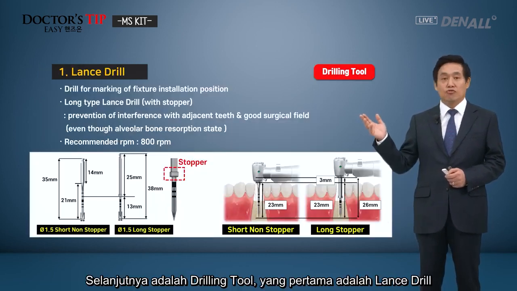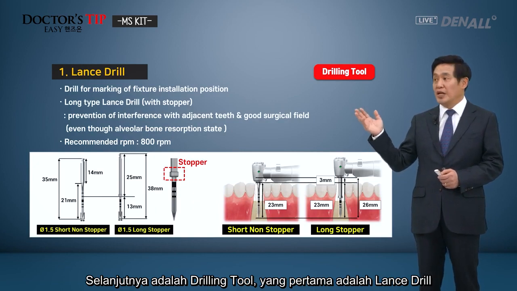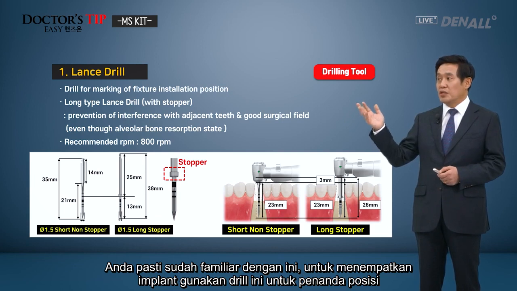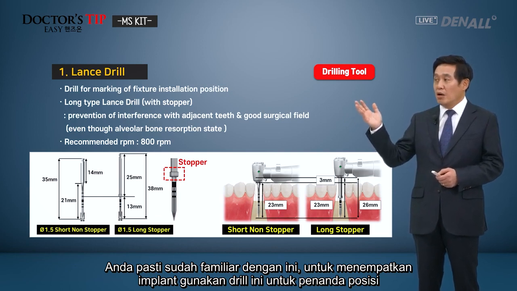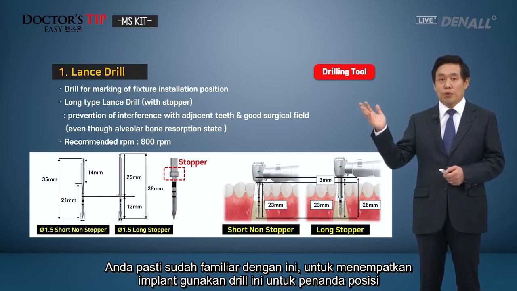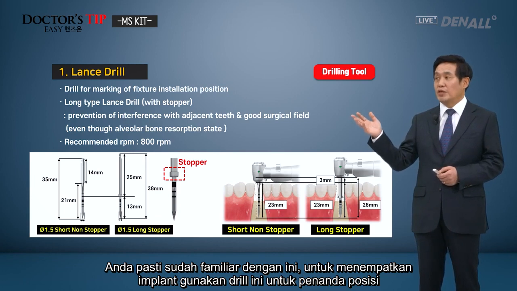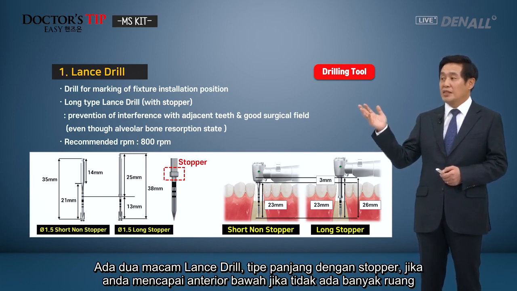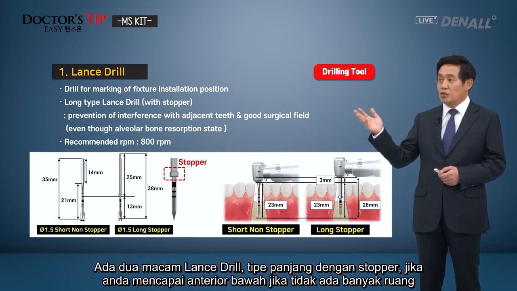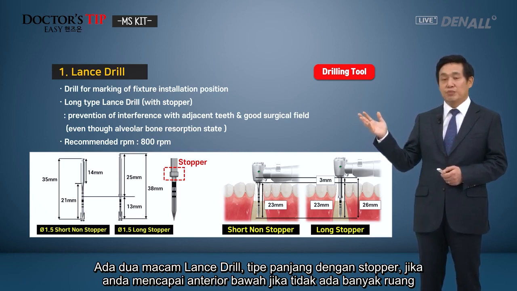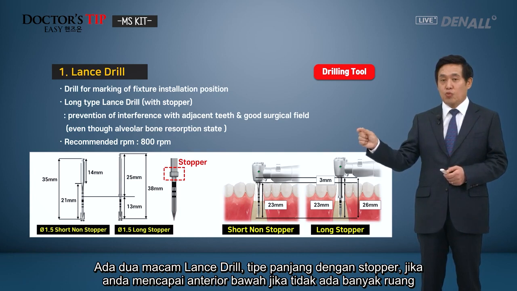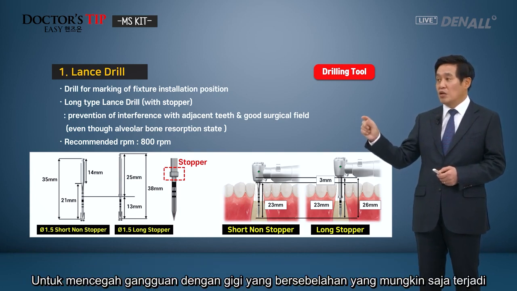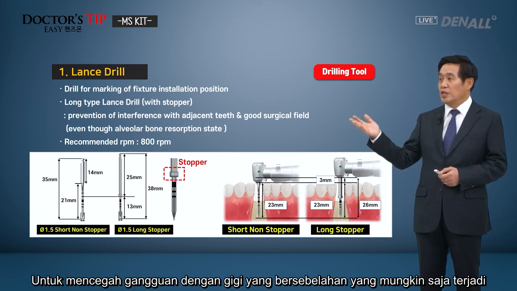And I will now talk about the drilling tools. First is the lens drill. As you are familiar with this, to place the implant, you use this for positioning and marking. And for the lens drill, you have a long type lens drill with stopper. So if you push in the lower anterior, if there's not much space, it can have interference with adjacent teeth and drilling might not be possible.